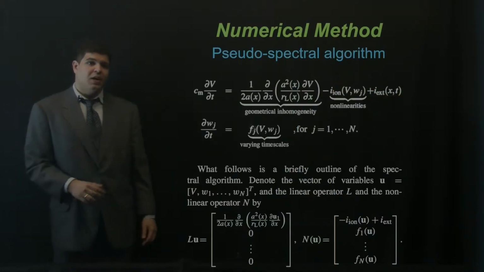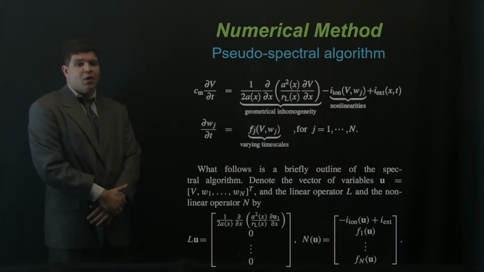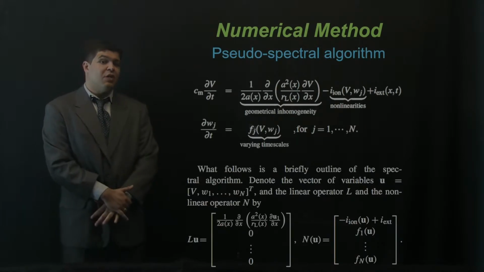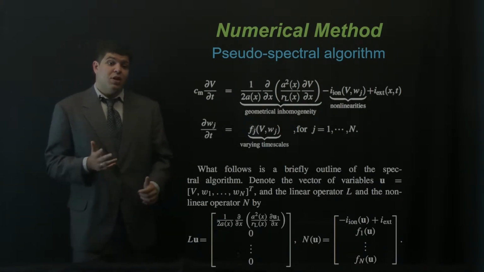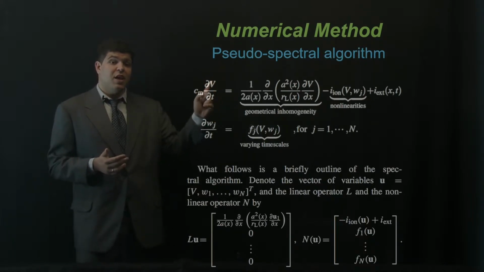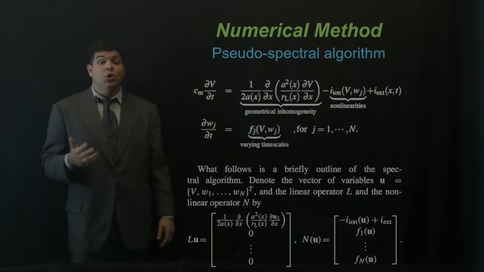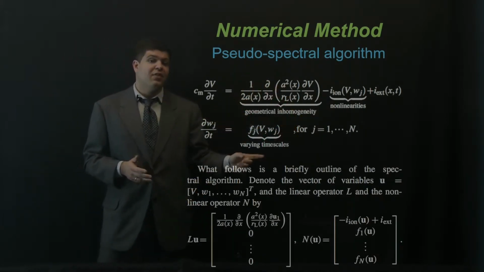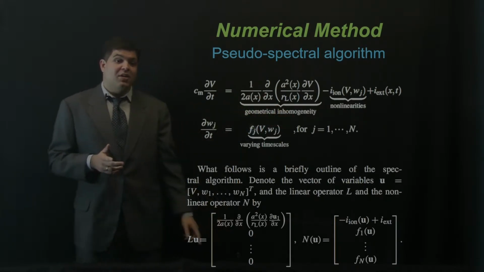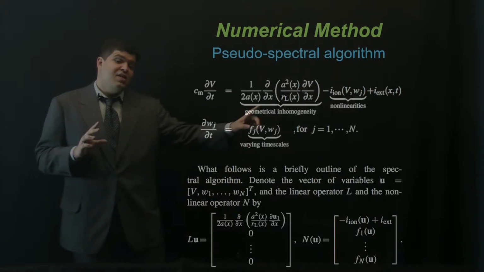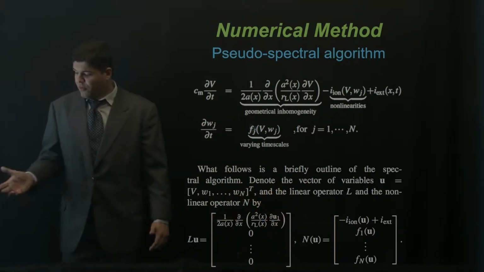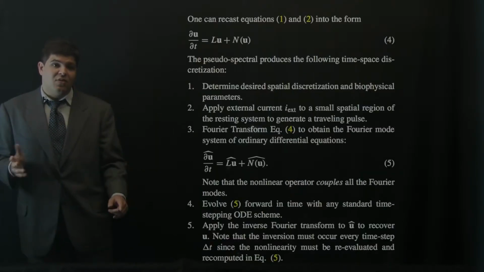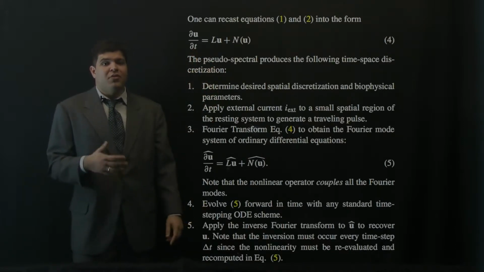So to solve this, we are going to use a pseudospectral algorithm. Let me outline this very briefly if you're not familiar with a pseudospectral solver for PDEs, although this is fairly common in optics, for instance. Here's our system of partial differential equations, and we're going to denote the vector of variables, V and all the other auxiliary variables, as a big vector U. For the inhomogeneous Laplacian, we're going to denote this by a linear operator L, and the piece that contains the nonlinear functions we're going to call N applied to U. So we can recast these equations into the form dU/dt equals LU plus N(U).